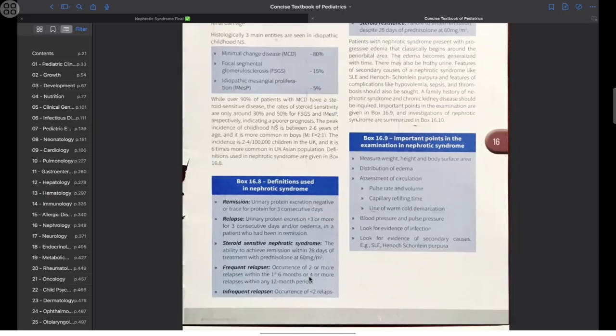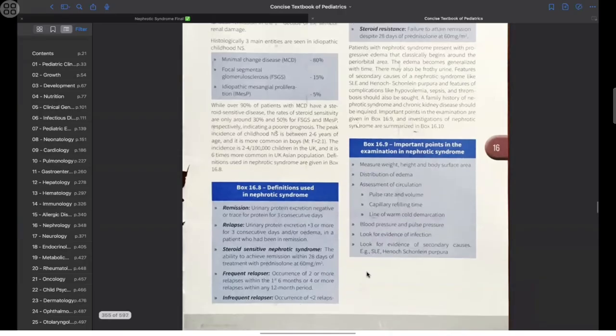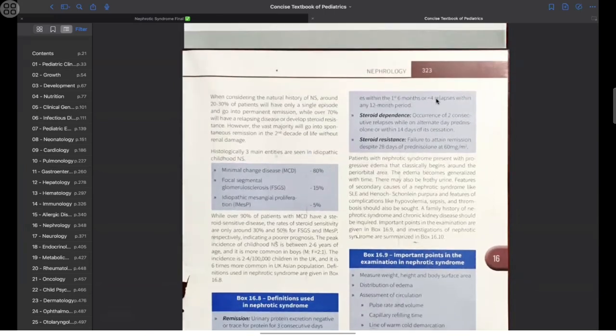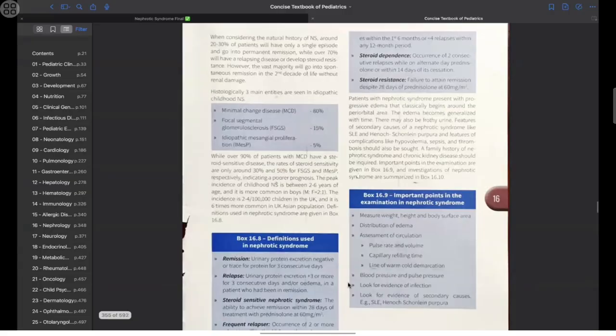So this you need to know. These are some things that you might forget when you go for the exam. So just look at those things before the exam, before the long case. Remember to go through these definitions so that you remember them, because you have to classify the diagnosis of your patient at the end of your case. Then an infrequent relapser is someone who has less than 2 relapses within the first 6 months or less than 4 relapses within any 12-month period. So it's the opposite of the frequent relapser.